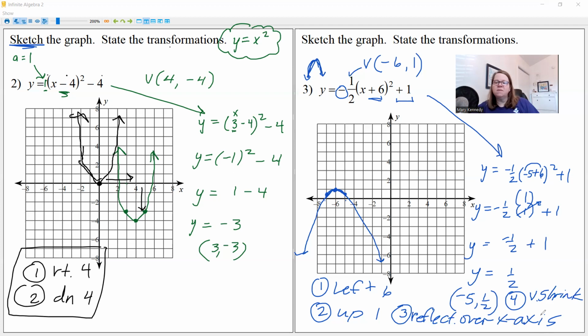So either word, vertical shrink, reflection, up 1, left 6. Those are the transformations from the parent function y equals x squared. Okay, that was a lot going on. 2 examples. I wanted to give you some good examples of some different things going on.